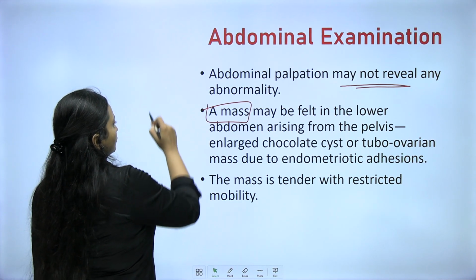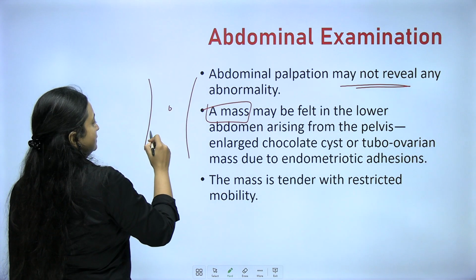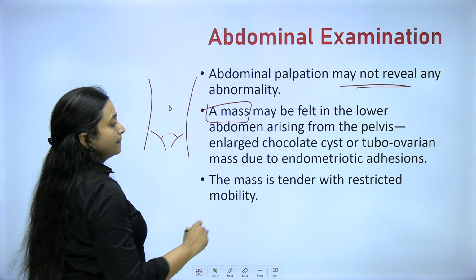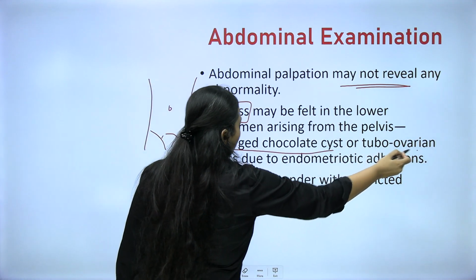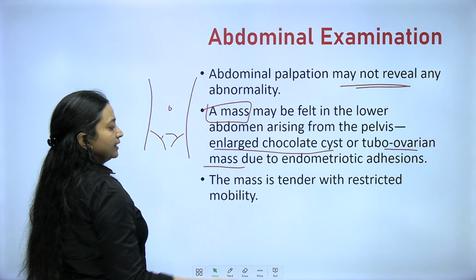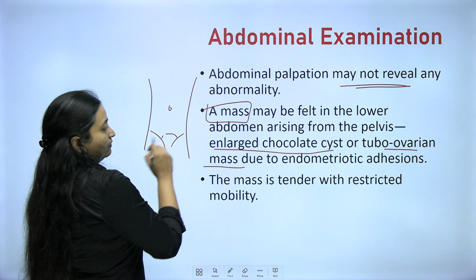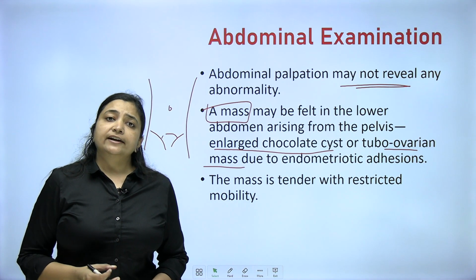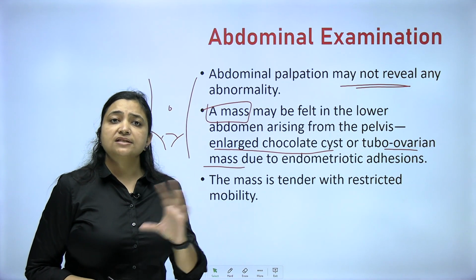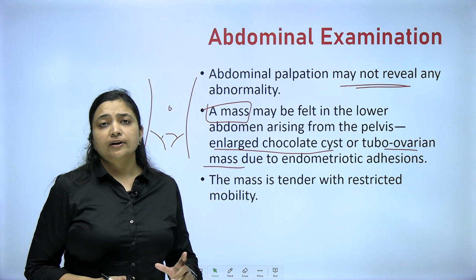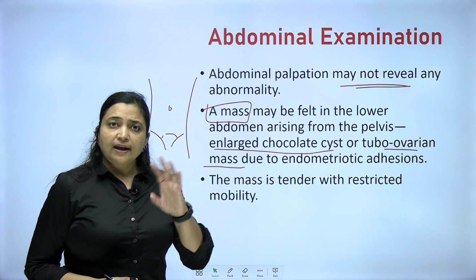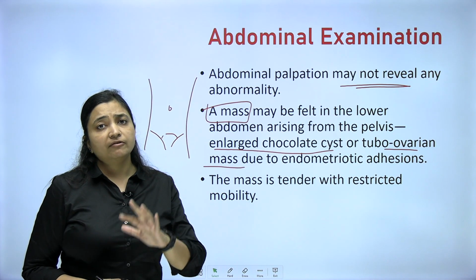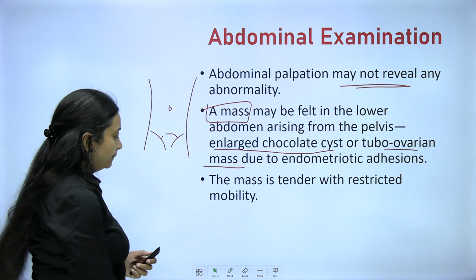So this is the abdomen, this is the umbilicus, pubic symphysis. So if there is a huge chocolate cyst, you may be able to palpate that mass. So enlarged chocolate cyst or tubo-ovarian mass due to endometriotic adhesion. Generally the mass is very tender to touch and the mobility is restricted. In cases of simple benign tumors, the ovarian masses are highly mobile. But if it is endometriosis, just keep it in mind, endometriosis means necrosis, adhesion, necrosis, adhesion. So if it is adhesion, it will be of restricted mobility and painful.